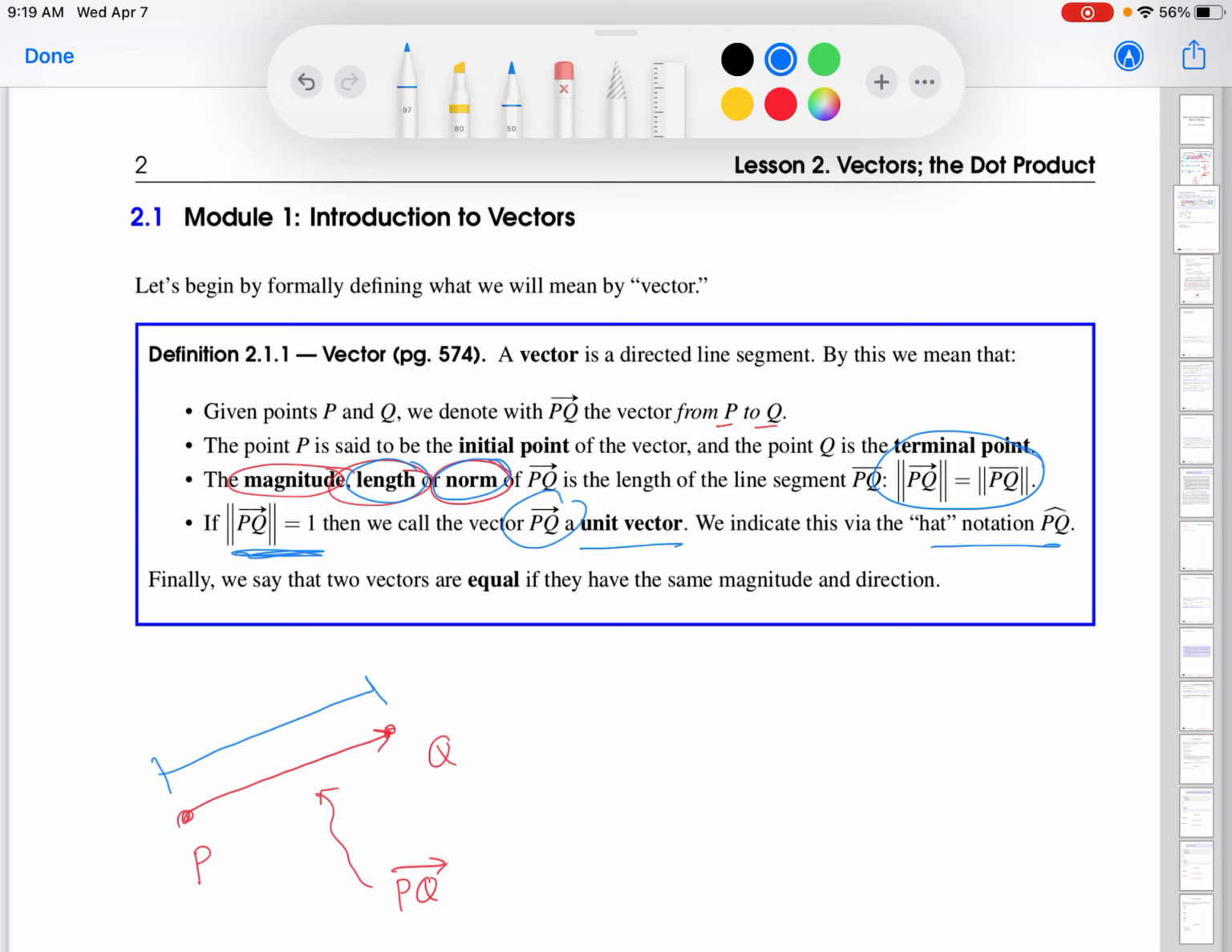We indicate this with a hat. So the difference between the vector PQ and PQ hat is that this one has length equal to 1. This one has length not equal to 1. So it might be shorter or longer than 1 unit long. Okay, so that's really the only difference. And then finally, we say that two vectors are equal if they have two properties exactly the same: magnitude, length, norm, and the same direction.